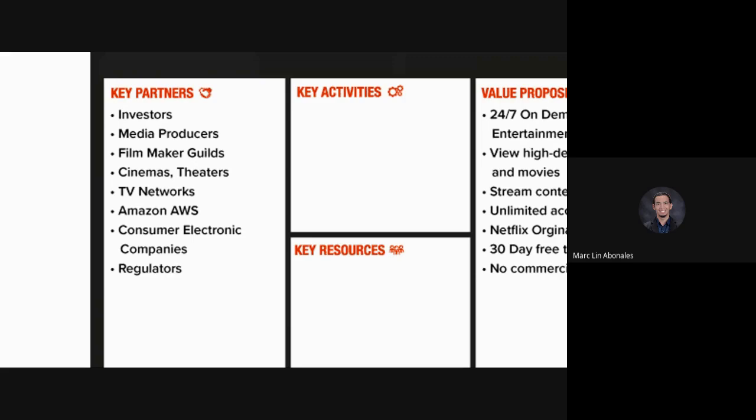So sometimes these partners, especially producers, instead of showing the movie in the cinema or the TV series on TV, show it on Netflix. That is what we call Netflix originals, right? Many people now purchase Netflix. So that is for the key partners.